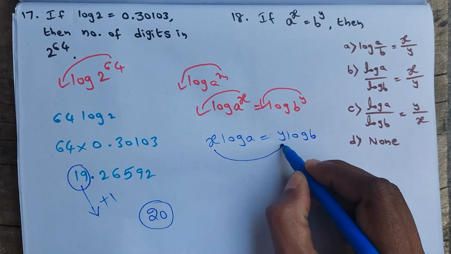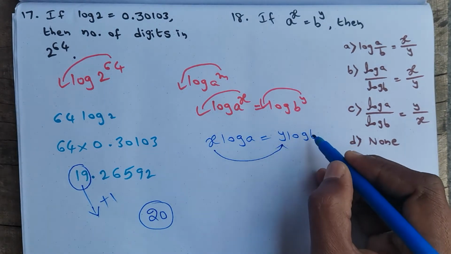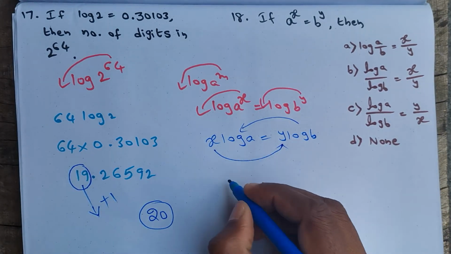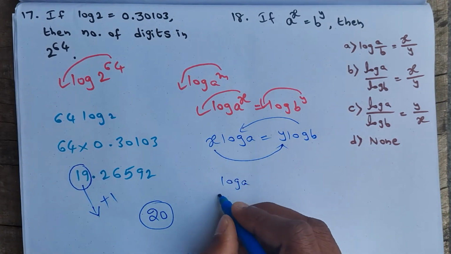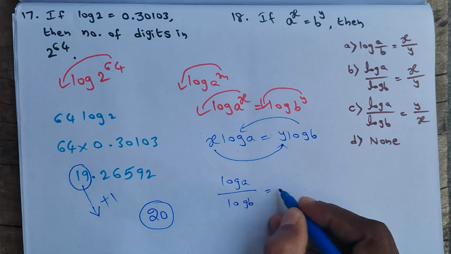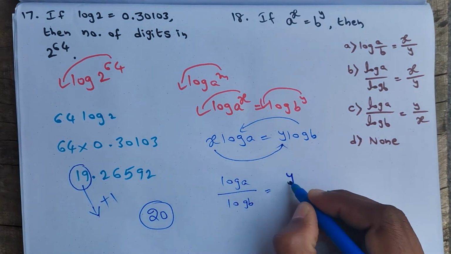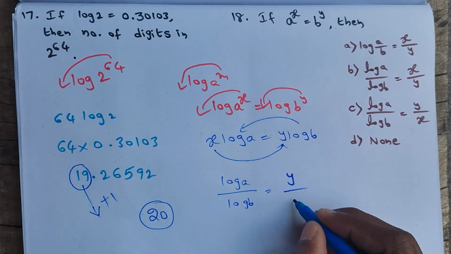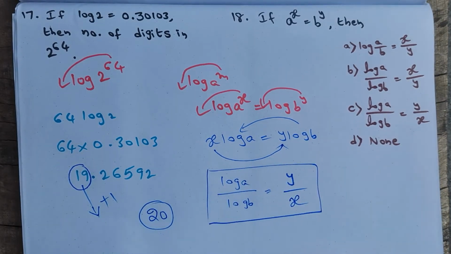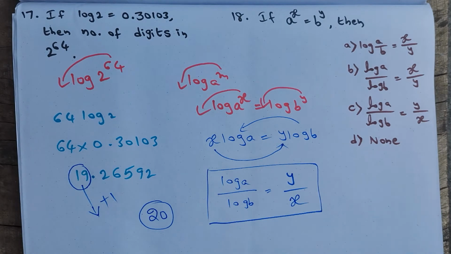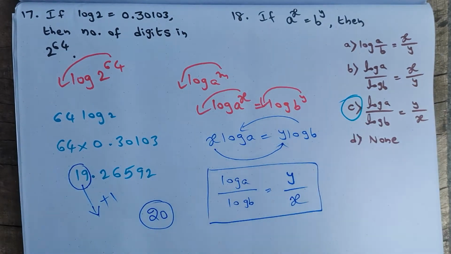I will take x to the right side, and log b to the left side. Here log a as it is. This log b we are taking to the left side, so divided by log b is equal to y as it is, divided by x we are taking to the right side. Log a by log b is equal to y by x. Then the correct option is option C.